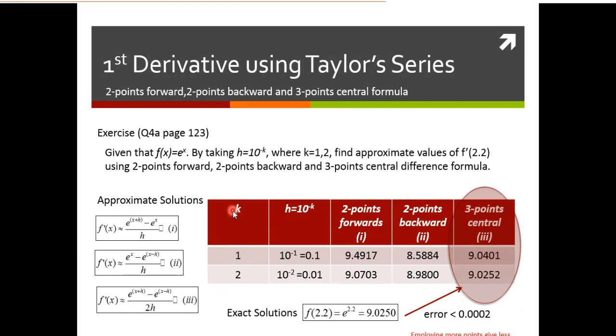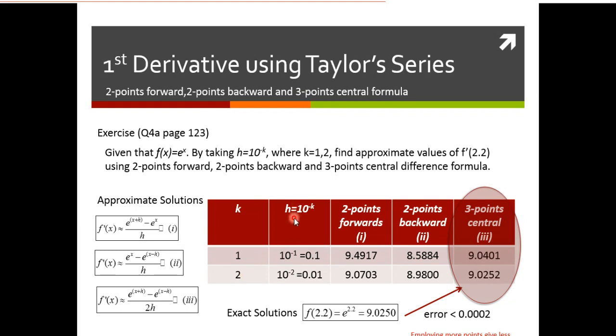Okay, so for this case, it has been requested in the question that you have to use the step size equal to 10 to the power of negative k. So this is the step size. For your k, you're going to start your differentiation for k equal to 1 and 2. So this is where you have k equal to 1 and 2. Okay, this is the step size.